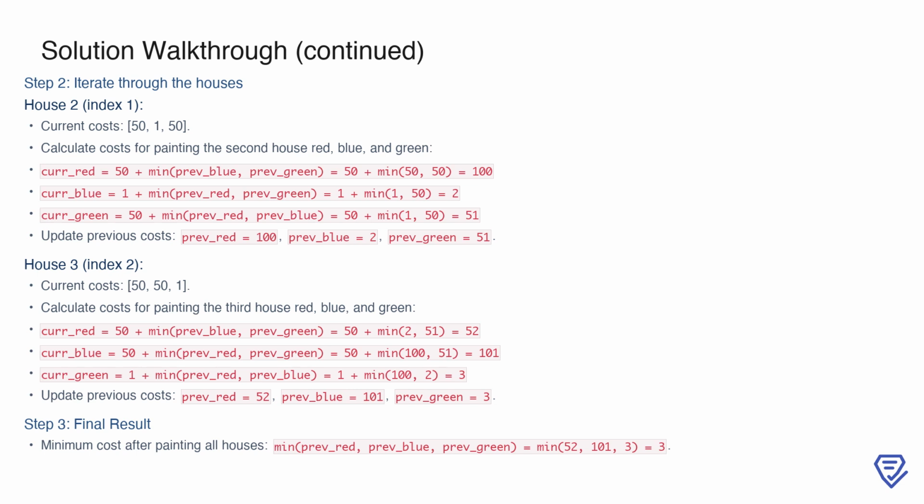For painting it red, we add 50 to the smaller of the previous blue and green costs, both being 50, resulting in cur_red of 100. For blue, we add 1 to the smaller of the previous red and green costs, which are 1 and 50, giving cur_blue of 2. For green, we add 50 to the smaller of the previous red and blue costs, which are 1 and 50, resulting in cur_green of 51.